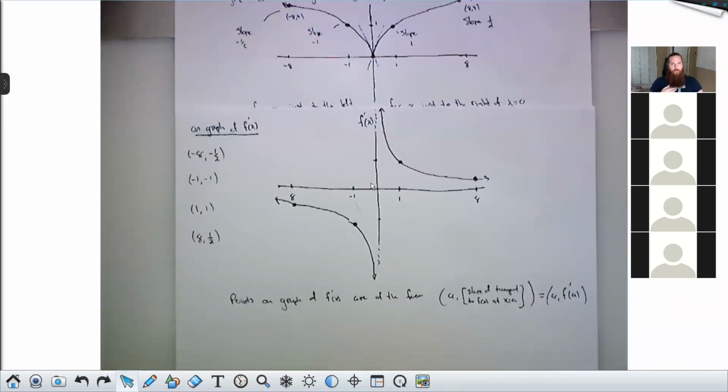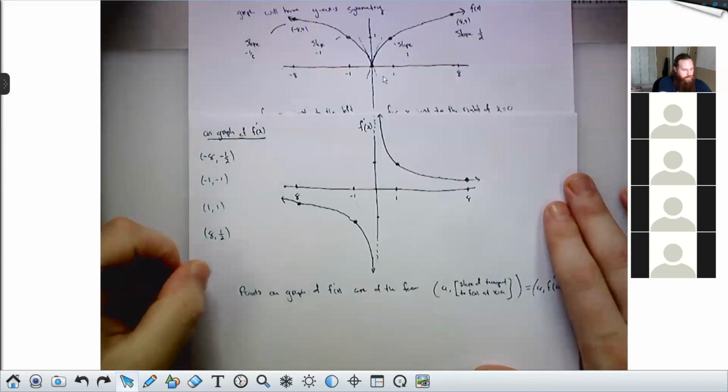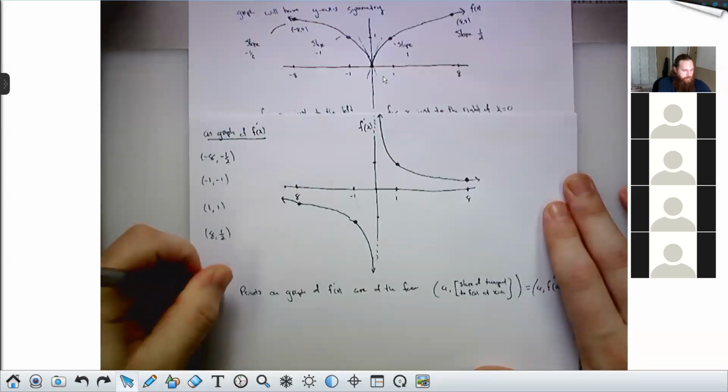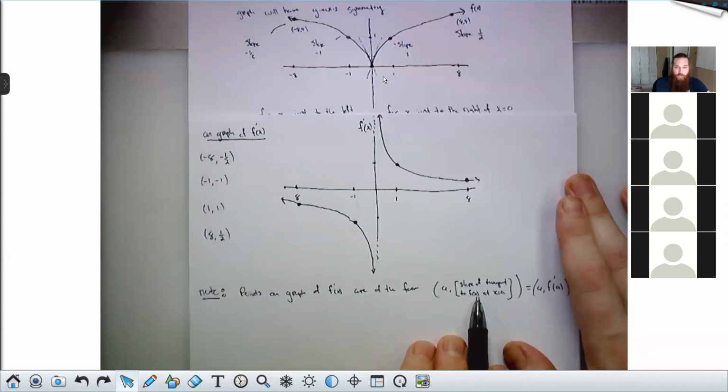And the thing I'm trying to show you with this particular example is that this sort of behavior, a very, very pointy point, not just like a corner, like on the absolute value, but a place where the graph comes together to form a very sharp point, these are called cusps. Those give vertical asymptotes on the graph of the derivative, because the tangent lines at a cusp are vertical, i.e. the slope of the tangent line there is infinite. So note, points on the graph of f prime are of the form some number, comma, the slope of the tangent to the original at that number.